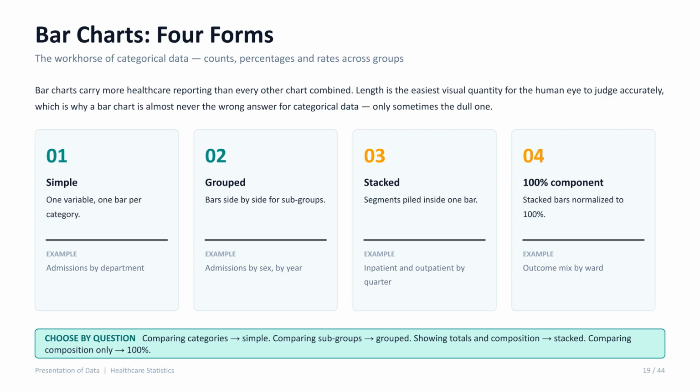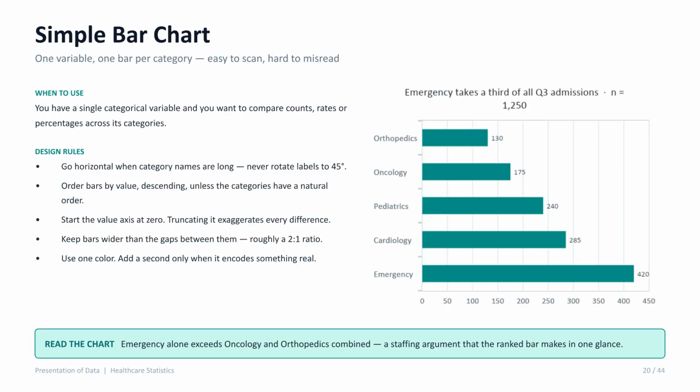Bar charts are the workhorse of healthcare reporting. We use 4 main forms: simple, grouped, stacked, and 100% component bars, depending on whether you are comparing categories, subgroups, or looking at composition. This simple bar chart is ideal for a single categorical variable. Design rules are key here. Keep it horizontal for long names, order bars by value, always start at 0, and avoid unnecessary colors.